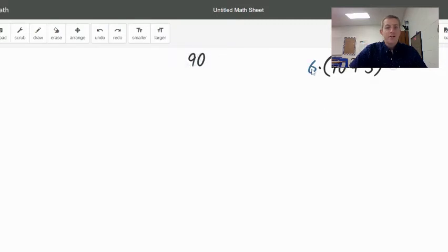Or we can use the distributive property, which is going to be very important when we're working with polynomials and variables. So we distribute the 6 to each of the terms. So notice how it went from 6 times 10 plus 5 to 6 times 10 plus 6 times 5. You then follow order of operations and do the multiplication first and then the addition to get your 90.